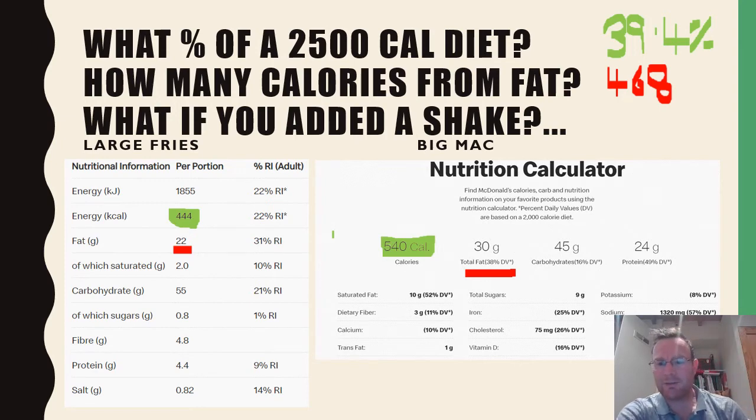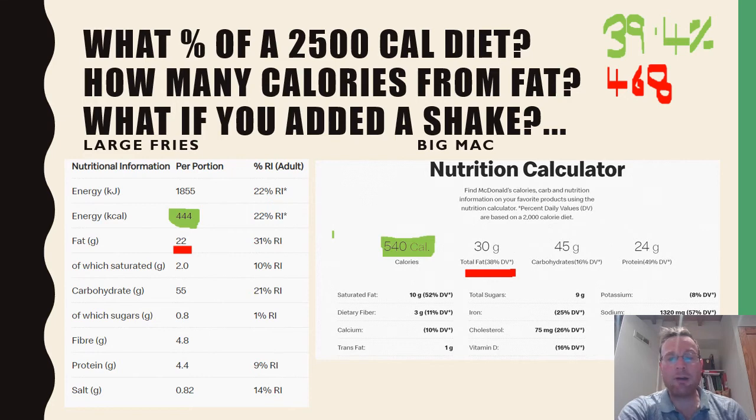So if you take 984 and divide that by the 2,500, and then multiply that figure by 100, you end up with 39.4. So it's a significant chunk of someone's daily calorie requirements met by a Big Mac and fries.